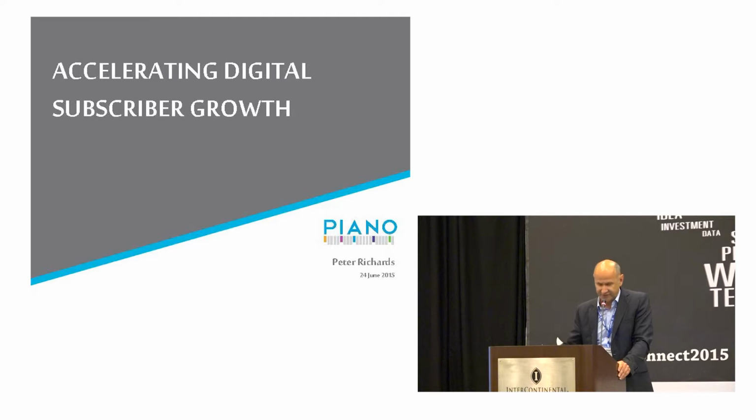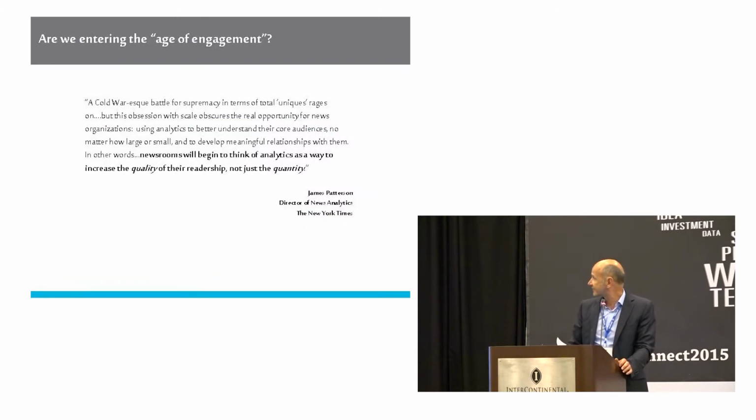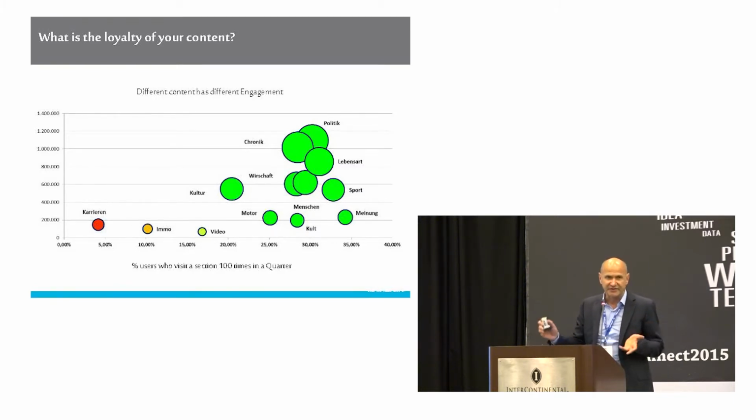So the first thing that we do is we look at content, because that's what people are paying for, and we look at content attractiveness. And this is a graph from an Austrian daily newspaper with about 2 million unique users. And what it shows you is that different sections, the size of those bubbles, I didn't realize the slides weren't changing, excuse me. So this is real data from an Austrian daily newspaper with about 2 million unique users, and it's showing you that different sections have different attractiveness.